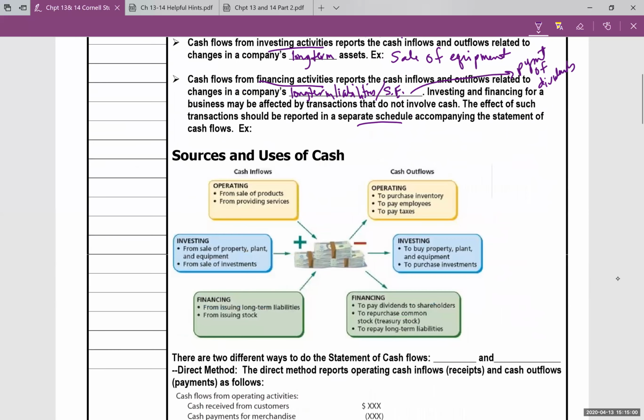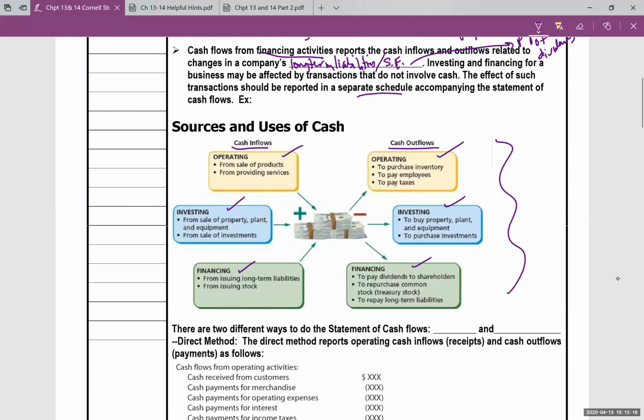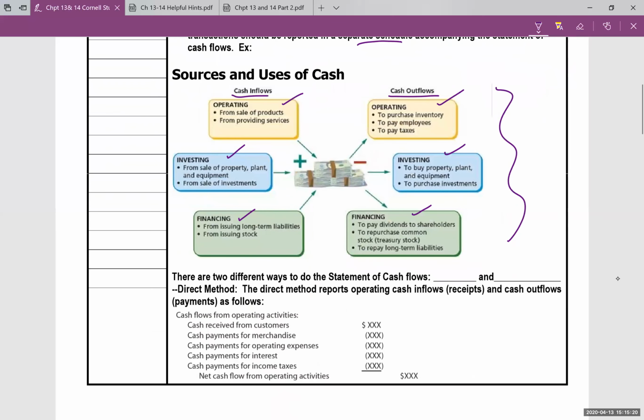Here's a really nice thing I took right out of the textbook. It talks about cash inflows and cash outflows, and it gives examples like what's an operating cash inflow, what's an operating cash outflow, and then same thing with investing, inflow and outflow, and same thing with financing. Okay. So here are the two different ways to do a statement of cash flows. One is the direct method, and the second is the indirect method.